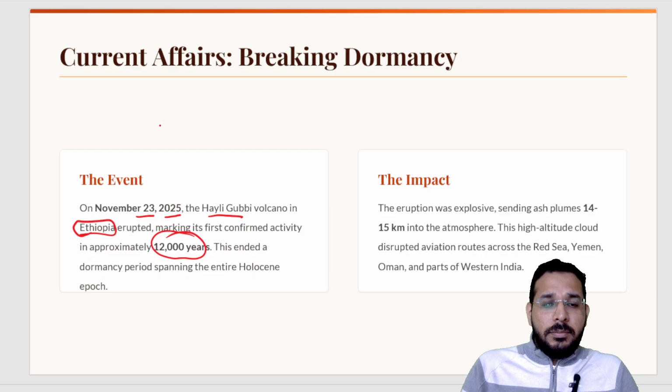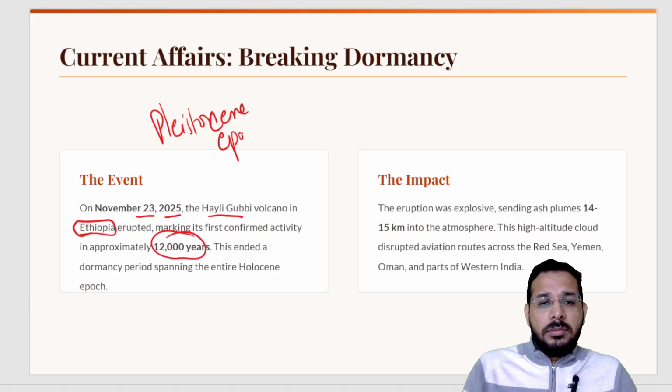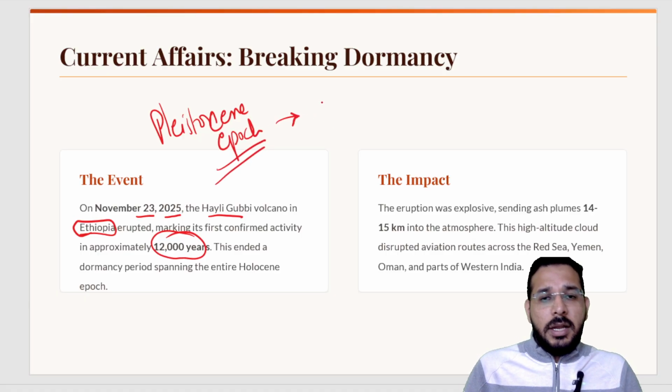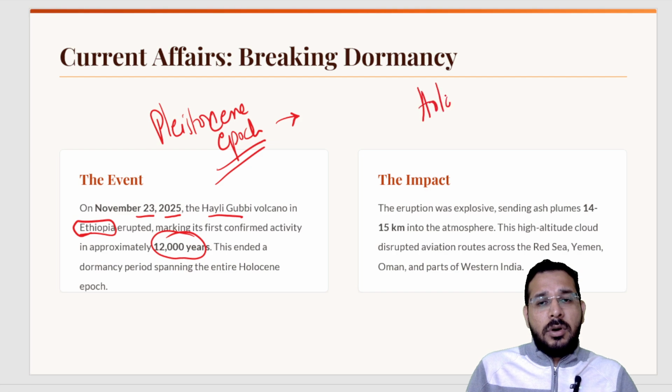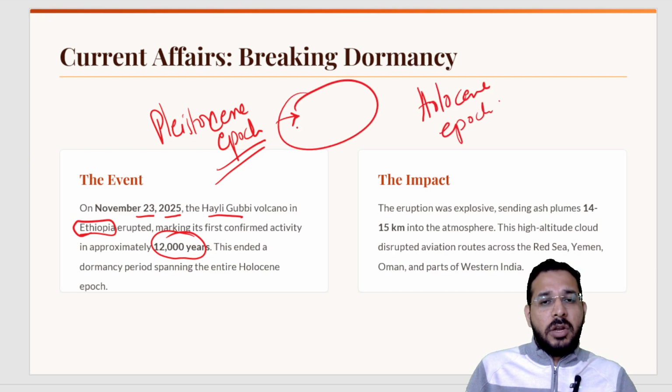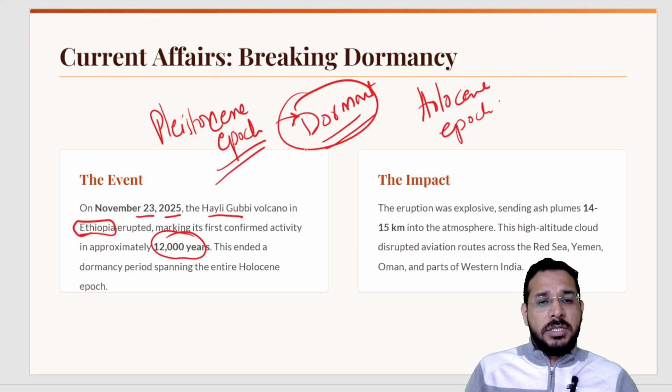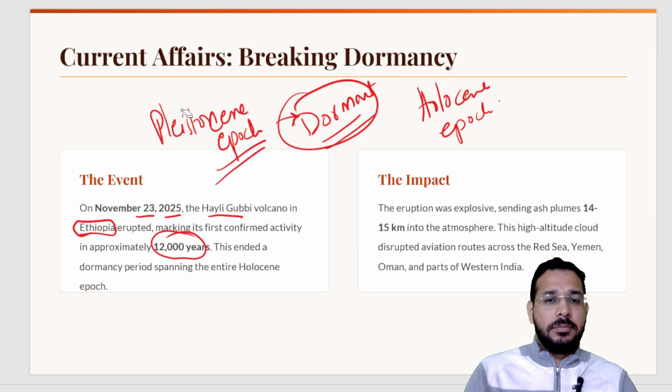So we had the Pleistocene epoch, then we have the Holocene epoch. In between, somewhere over here, this volcano became dormant. Dormancy started at the end of the Pleistocene, and now in 2025 it has erupted again.